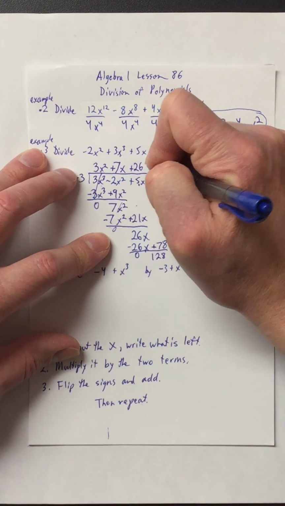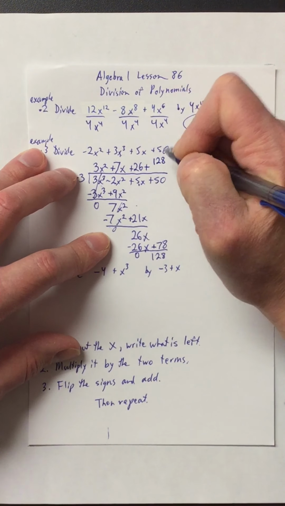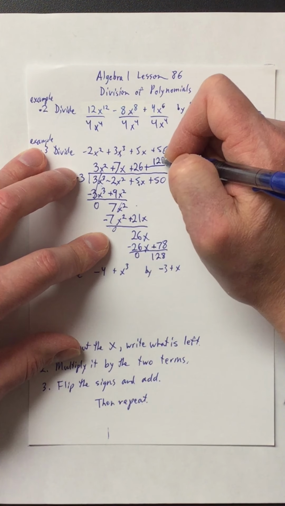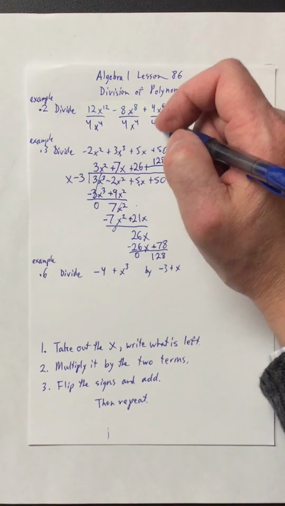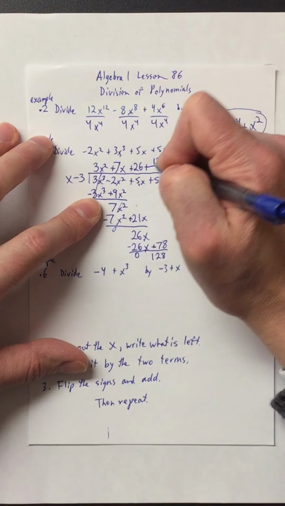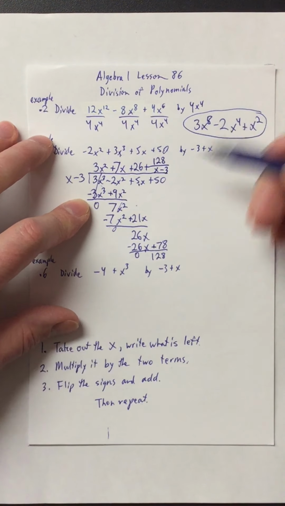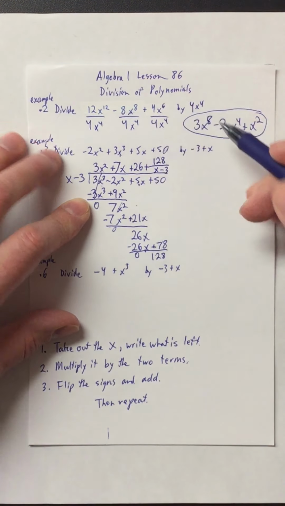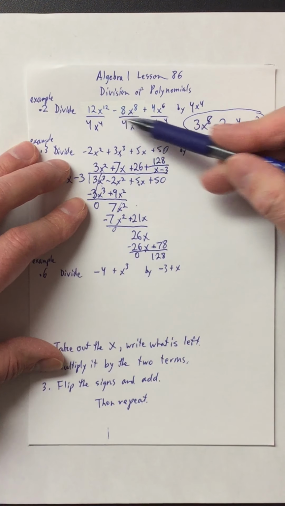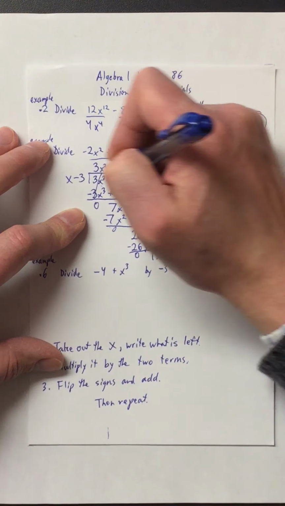So it's positive, so I'm going to put a positive there. And I'm going to write what I have left on the top. And then on the bottom, I'm going to write what I'm dividing it by, x minus 3. And so right now it looks like a fraction, just like we had up here in the first example, 128 divided by x minus 3. This here is my answer.